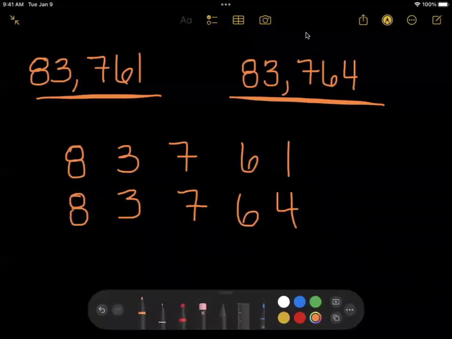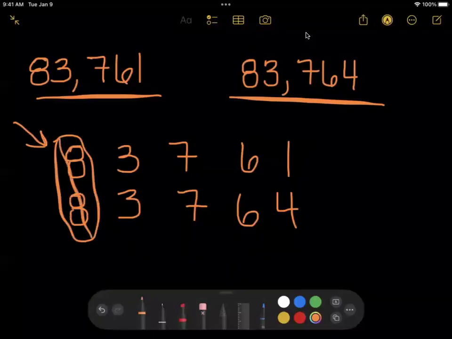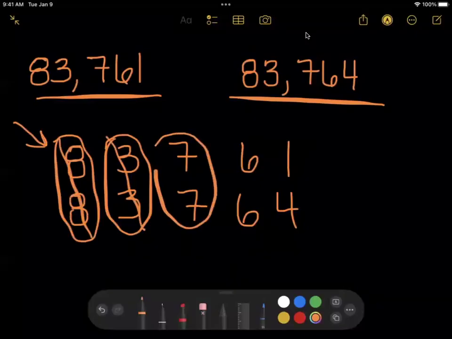So when I'm comparing, I want to look at each place value and see which one is the greater, starting with the greatest place value that both numbers have. So both numbers have a number in the 10,000s place, and they both have 8s in the 10,000s place. So that's not going to help me decide which one is greater. So I can kind of cross that off. Then I go down here and I see that they both have a 3 in the thousands place. So that's not going to help me decide. They both have a 7 in the hundreds place. So that doesn't help me decide. They both have a 6 in the tens place. So that doesn't help me.